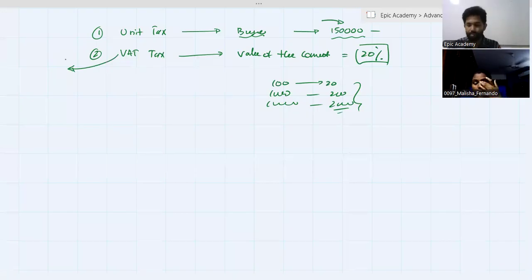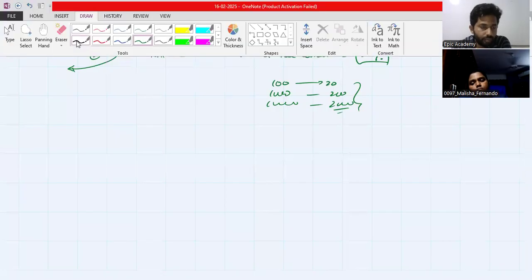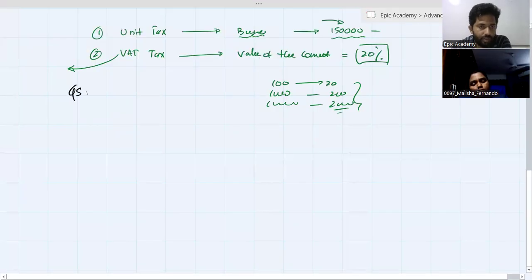As an example, just consider, I will prove it. This is the QS equation: 200 plus 2P. Just assume that this is a quantity supply equation for a particular commodity.